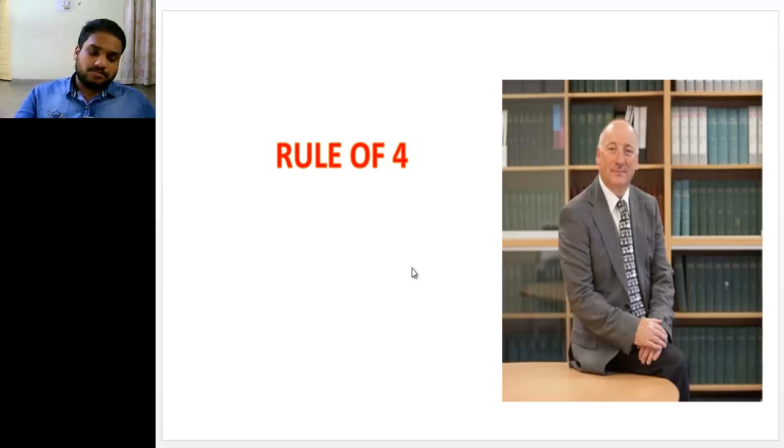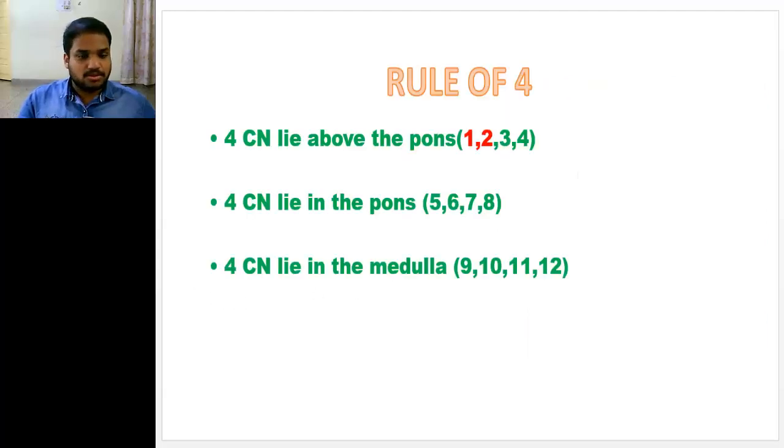In reality, when we do a neurological examination, we test only a few structures of the brainstem, right? So the rule of 4 recognizes this and only describes that part of the brainstem which we actually examine during a neurological examination. So let us know what the rule of 4 is. You have 3 rules for that.